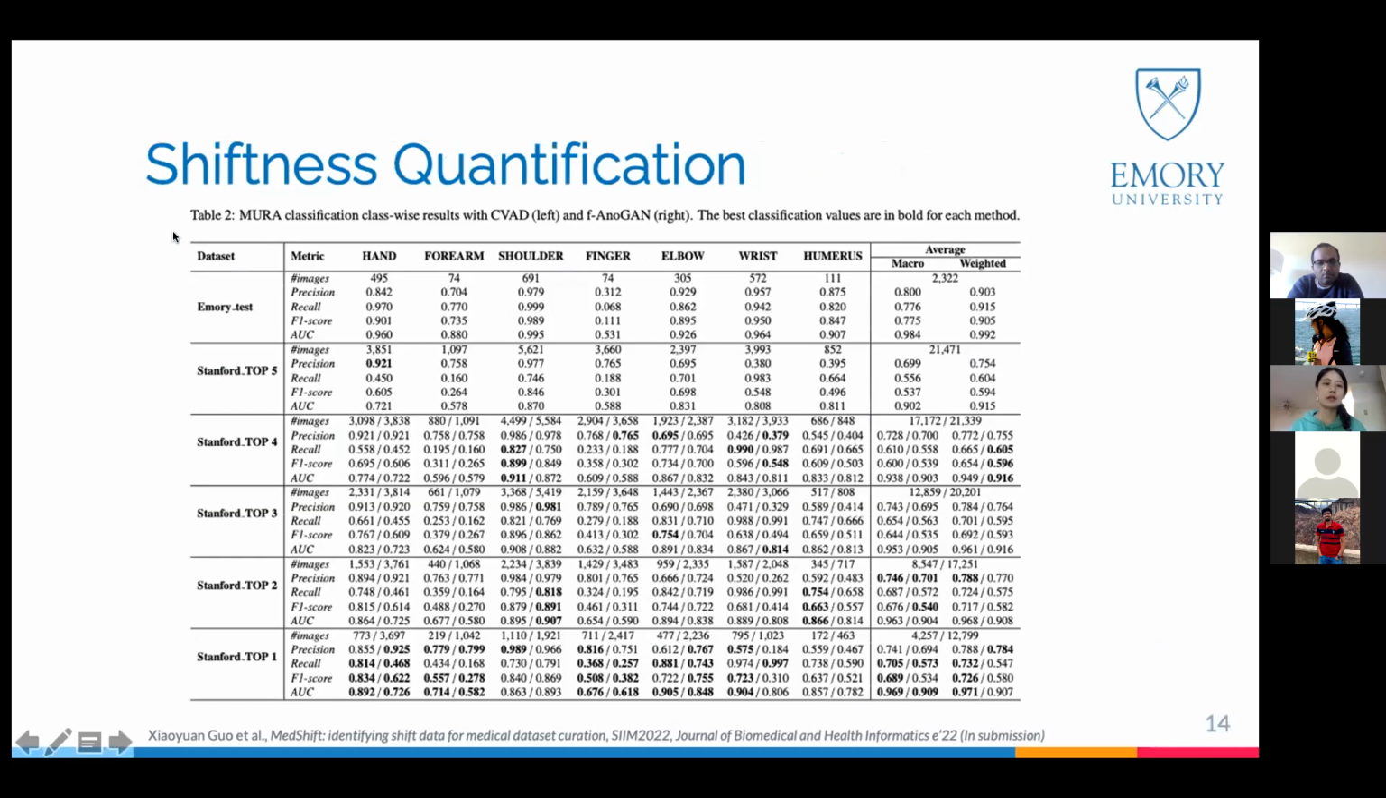So here, let me show this table. We have the classification results for both our model and FNAE, which is also an anomaly detector, in comparison. But right now I will only talk about the CVD part. Emory test is the internal dataset. If you look at the hand class and just the AUC score, this is the performance we can get in the internal dataset. For the external one, if we use all of the Stanford dataset, we have a very heavy performance drop.